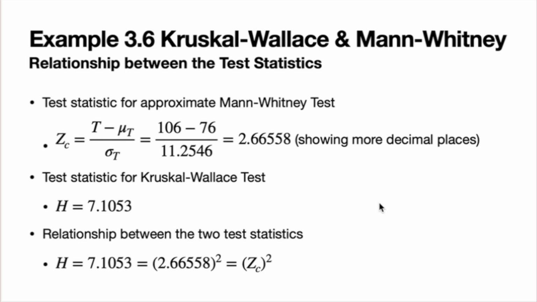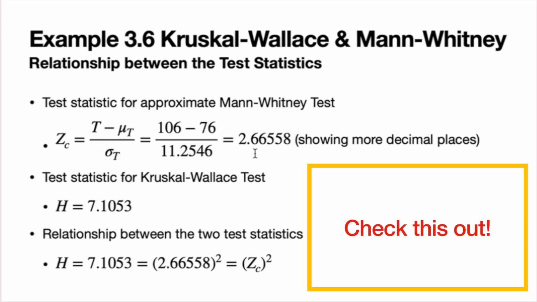So now we're going to look at the relationship between the test statistics for the Kruskal-Wallis test and the approximate Mann-Whitney test. So the test statistic for the approximate Mann-Whitney test, we rounded it to 2 decimal places, 2.67. I'm going to show more precision here to demonstrate what I'm talking about. So to 5 decimal places, that test statistic is 2.66558. We found the test statistic for the Kruskal-Wallis test was equal to 7.1053.